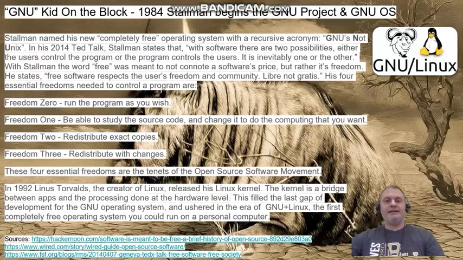Throwing it back to 1984, we got a new kid on the block. It's 1984, Richard Stallman begins the GNU project and the GNU OS. Stallman named his completely free operating system with the recursive acronym GNU's Not Unix. And in his 2014 TED Talk, Stallman states that with software there are two possibilities. Either the users control the program or the program controls the users. It is inevitably one or the other.